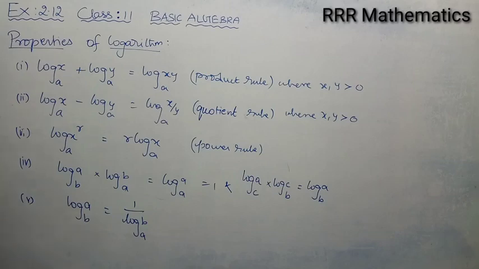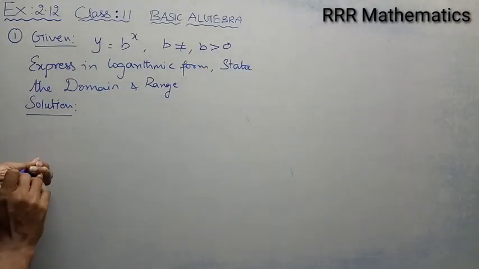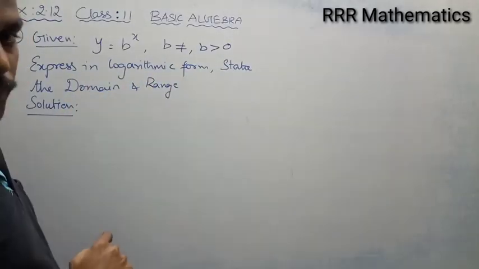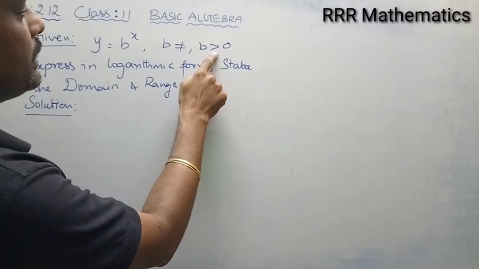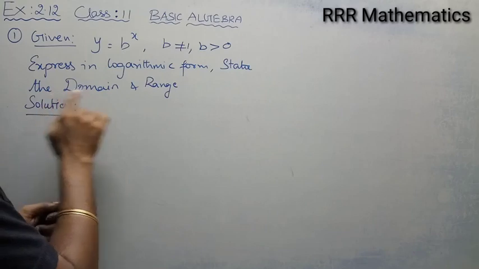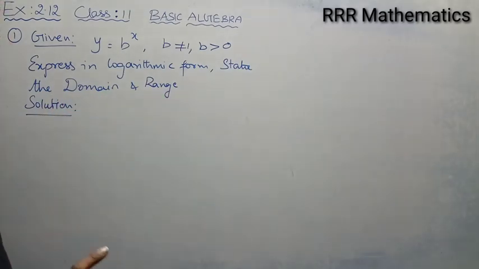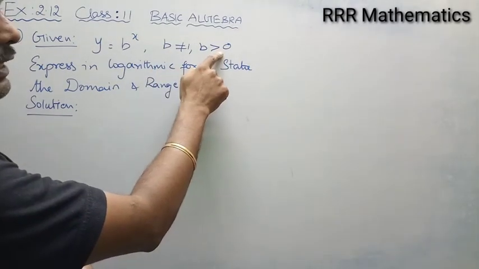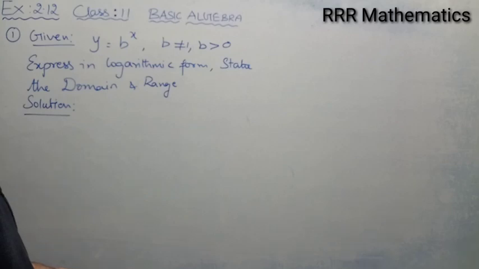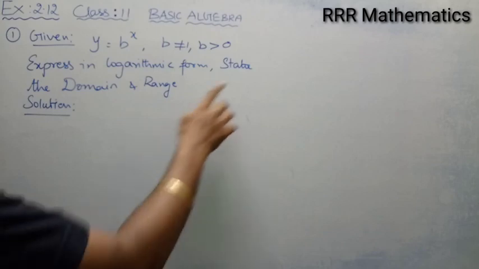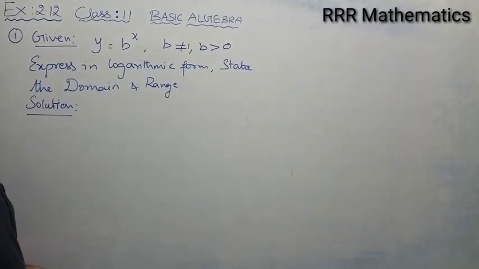Let us see the problem. Now question number 1, we have given y equal to b power x, expressed in logarithmic form, where the value of b is greater than 0 and b not equal to 1. State the domain and range of the logarithmic function. So what is given here? Y equal to b power x, where b is greater than 0 and not equal to 1. Express in logarithmic form, and state the domain and range.